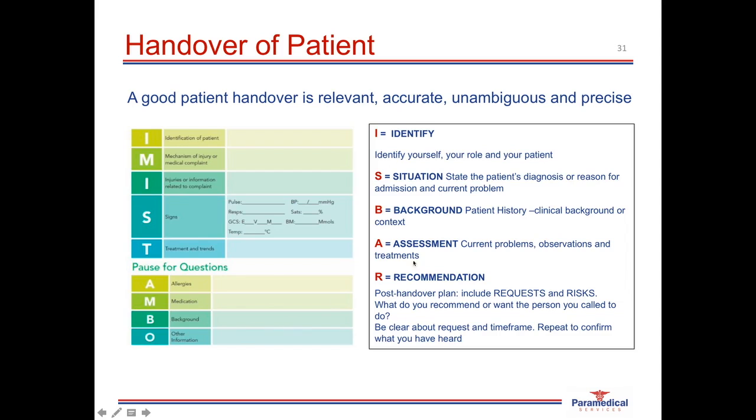Other countries make use of ISBAR. I is identifying yourself and the patient. S is the situation, the diagnosis or the reason for admission. B is the background or patient history. A is the assessment, observations, and vital signs, as well as the treatments provided. And R is any further recommendations for this patient.